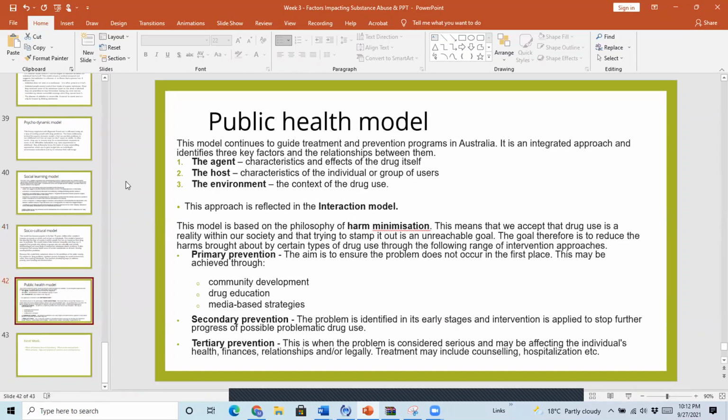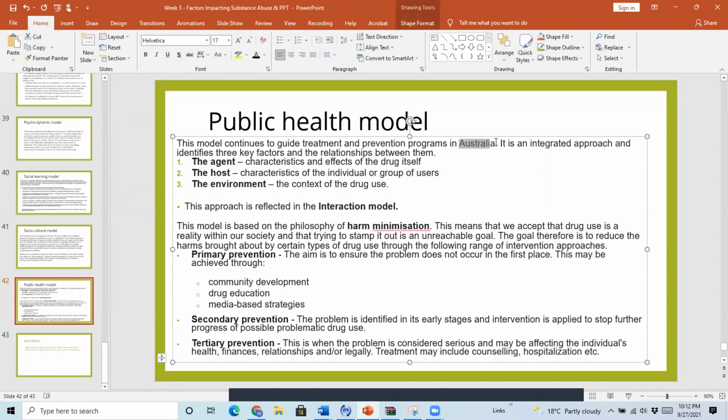Now, we also have the public health model. So this one talks about this idea of treatment and prevention. It says here Australia. I shouldn't say Australia, but this program stems from Australia. Okay, so this public health model actually was first developed there, and it's an integrated approach and it identifies three characteristics.